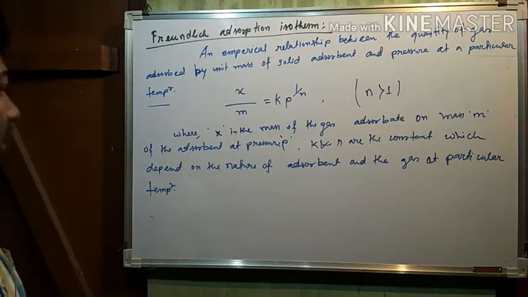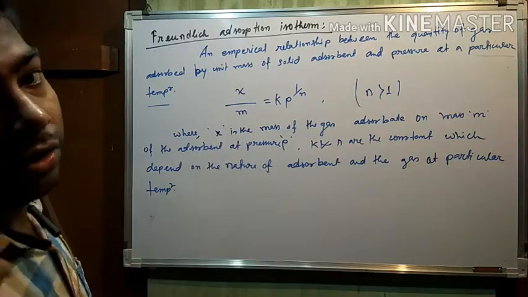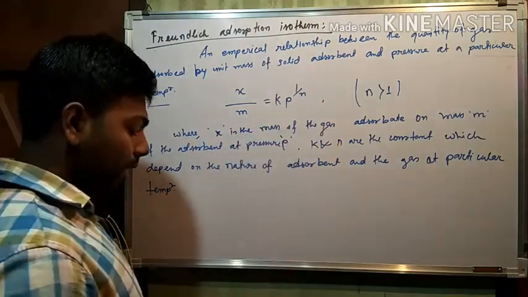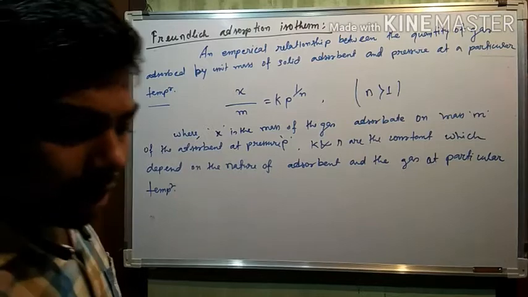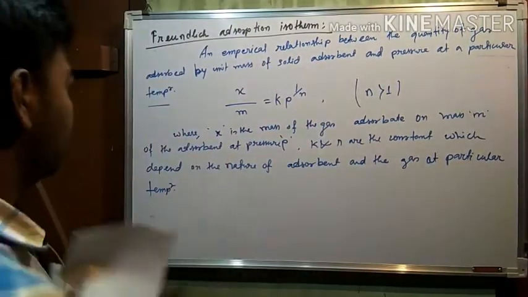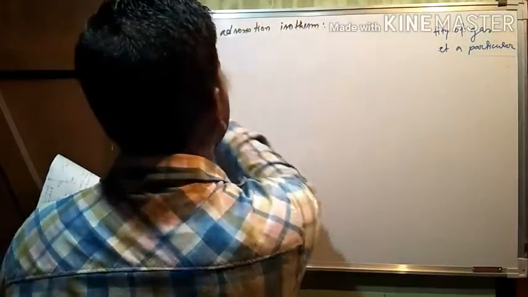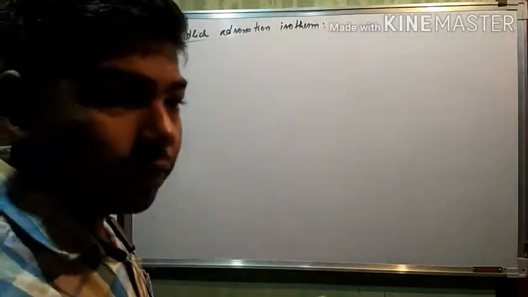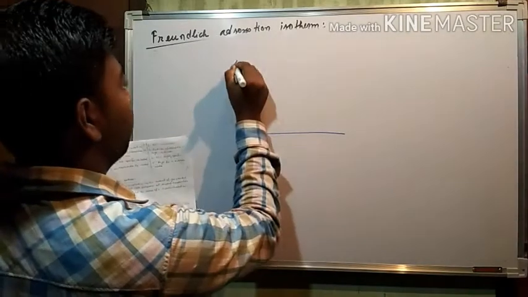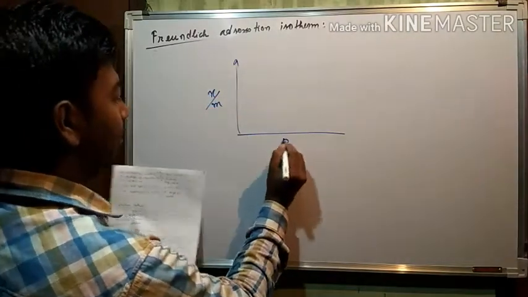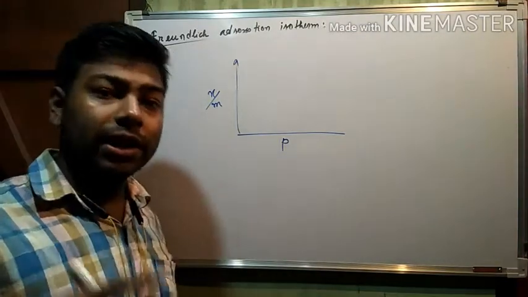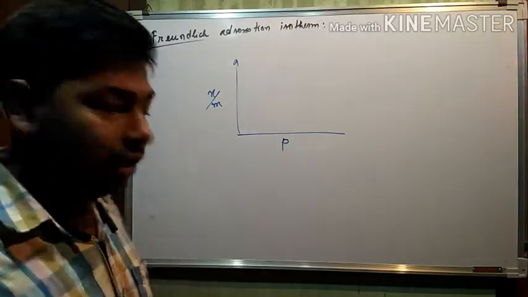Okay? Yes. This is the empirical relationship of Freundlich adsorption isotherm, where x by m equal to k p to the power 1 by n. Now we will see how the graph varies. Now if we see the graph between x by m and p, then we can see at a particular temperature, remember, as I said, the graph should vary.